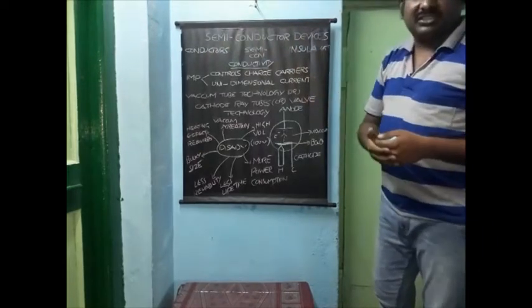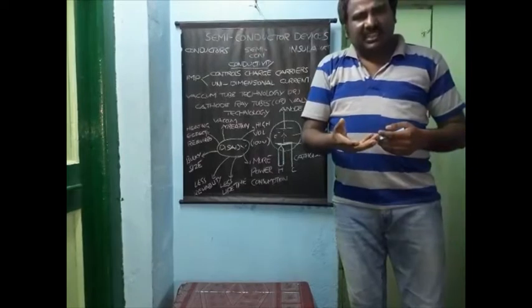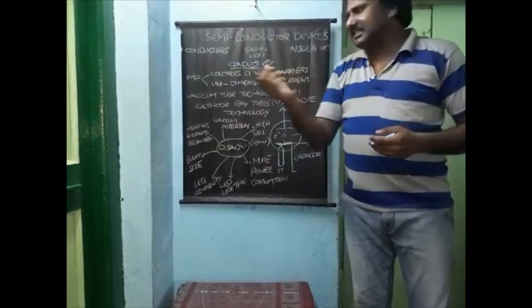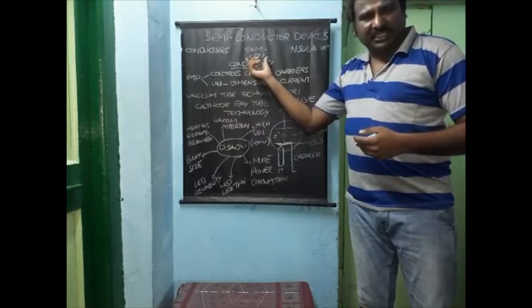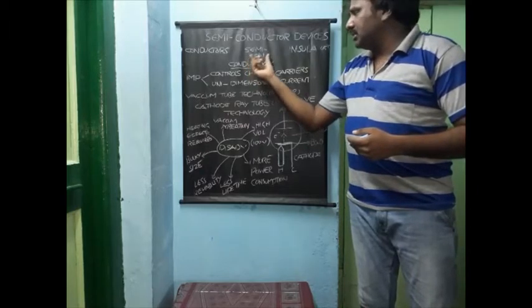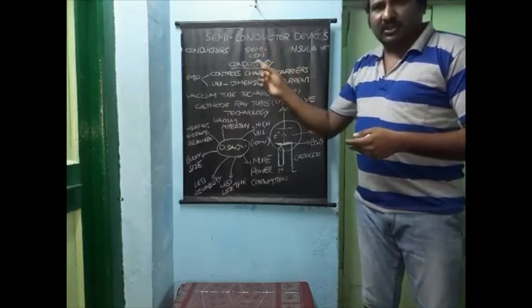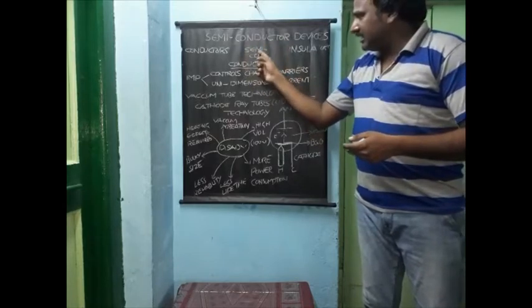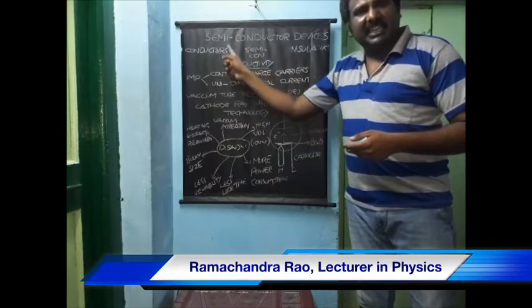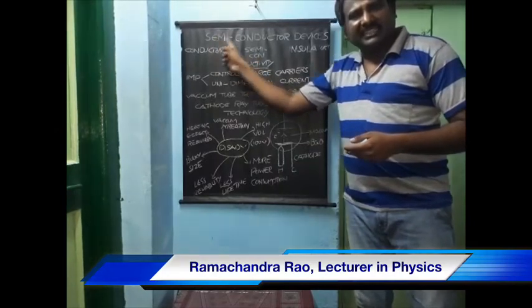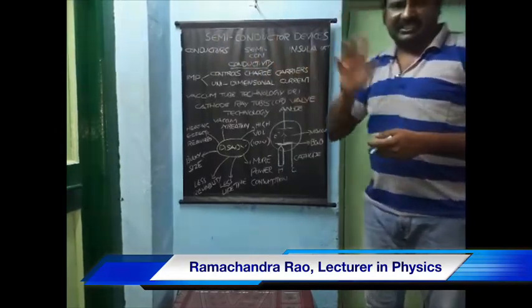In other words, instead of current, we use a physical term called conductivity, which is used in semiconductors. So semiconductors are substances whose conductivity lies between conductors and insulators.